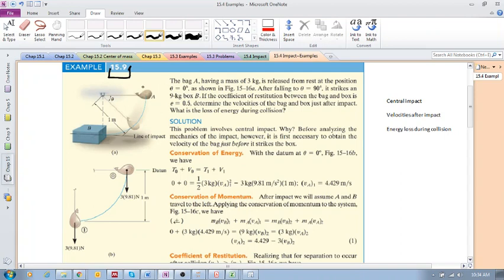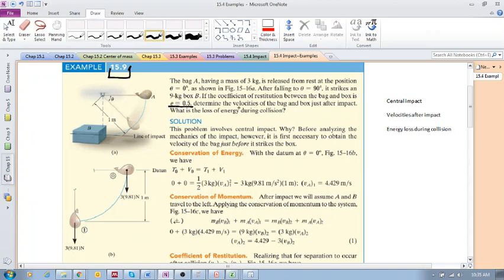So here we have a bag, A, with a mass of 3 kilograms, released from rest at this position, where theta equals 0 degrees. After falling to 90 degrees, it strikes a 9 kilogram box. If the coefficient of restitution between the bag and box is e equals 0.5, determine the velocities.